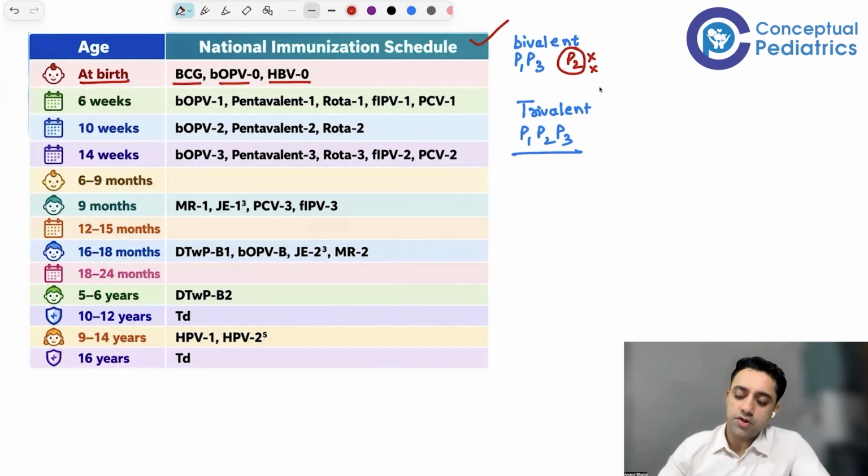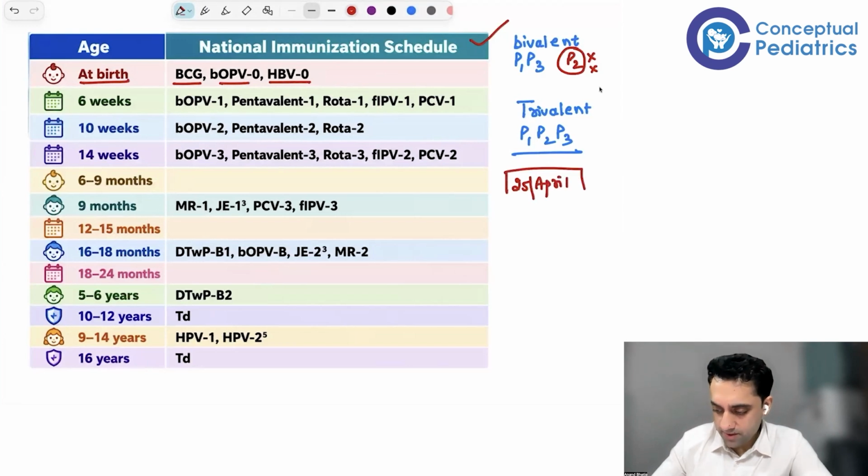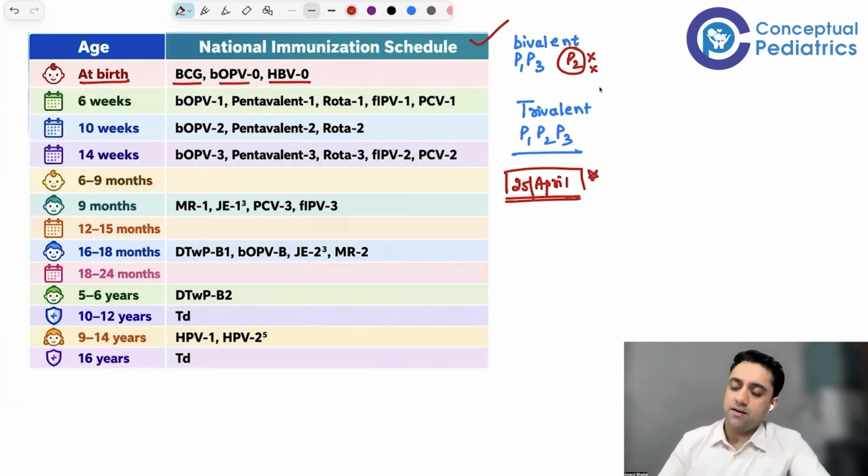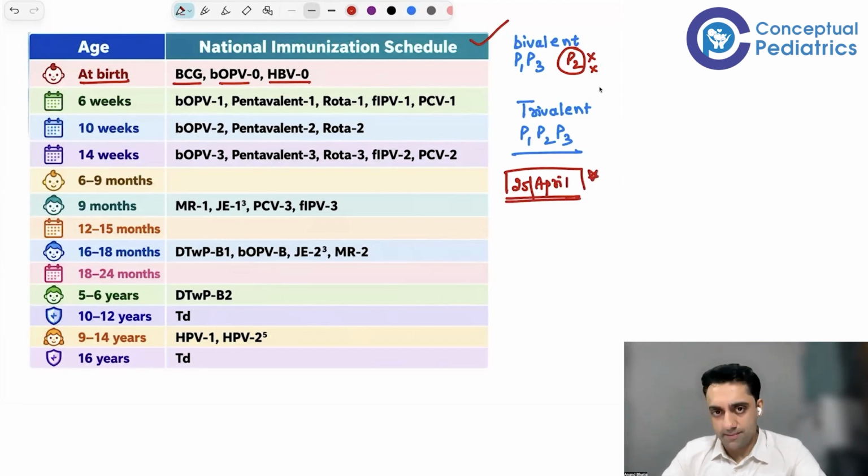Now, this is the exam question. In the switch from trivalent OPV to bivalent OPV, which component was removed? The answer is P2. And when was this declared? On 25th of April, the switch of trivalent OPV to bivalent OPV was done. This is also an MCQ: 25th of April, and the P2 component was removed.